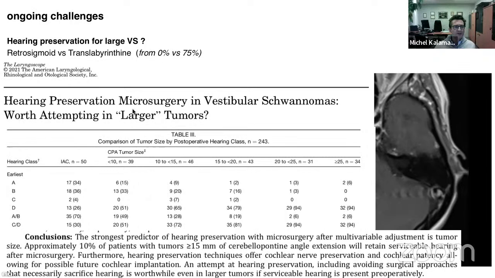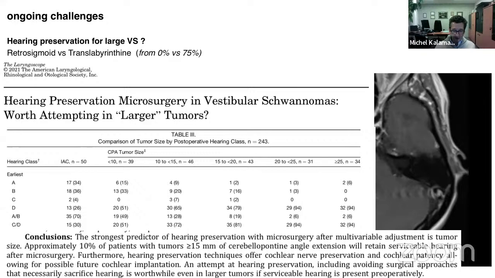This is an interesting new paper published last month by the Mayo Clinic team analyzing their results for hearing preservation for large vestibular schwannoma. And you can see that for tumors larger than 15 millimeters in the CP angle using a retrosigmoid approach, they have only 10% of hearing preservation. And when the tumor is larger than 25 millimeters, it's only 6%. So for them, hearing preservation for a very large schwannoma is maybe a dream. It's difficult to realize this challenge.